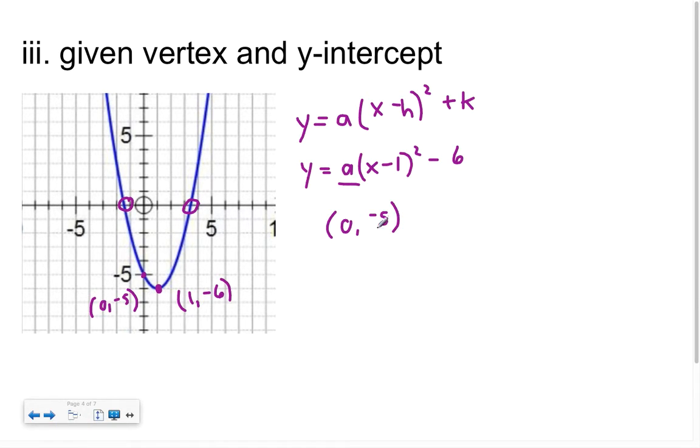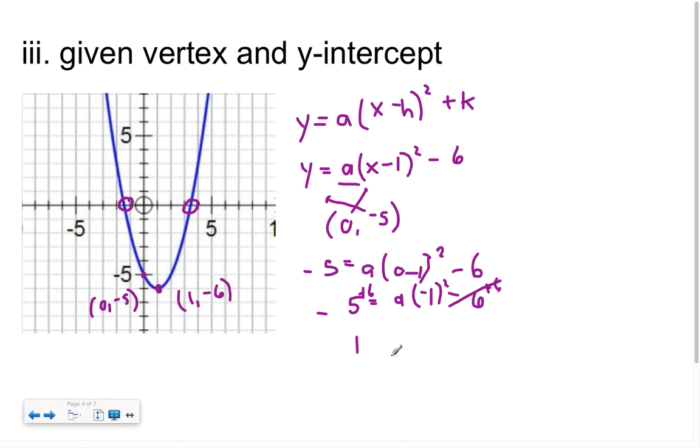So we've got this point, 0, -5. We're going to plug the -5 in for y and the 0 in for x. -5 is equal to a onto 0 minus 1 squared. Subtract 6, and we start to simplify. We've got -5 equals a times -1 squared, subtract 6. And I would start by taking this 6 over to the other side here. So we're going to get rid of that 6. -5 plus 6 is 1. These two are going to cancel out. And we're left with a multiplied by -1 squared, which is just 1. So again, our a value here works out to be 1.